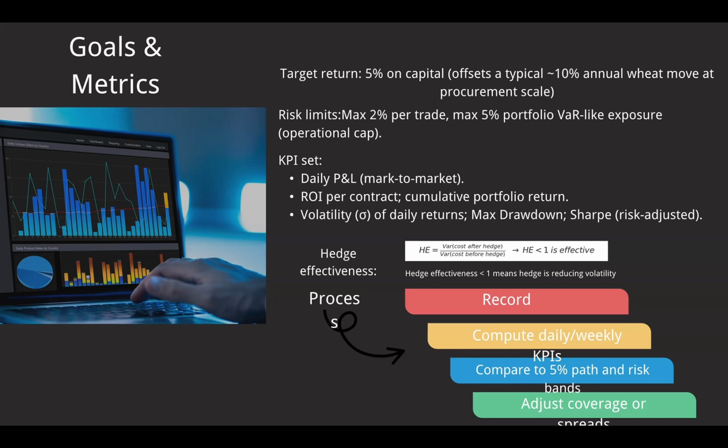So to track our performance, we look at a few key metrics. One is daily profit and loss. The other is return on investment for each trade and for the portfolio, and of course, volatility. The next ones are maximum drawdown and the Sharpe ratio. We also check hedging efficiency. If the variance of cost after hedging is smaller than before, then the hedging works. In short, if the number is less than 1, it is effective.